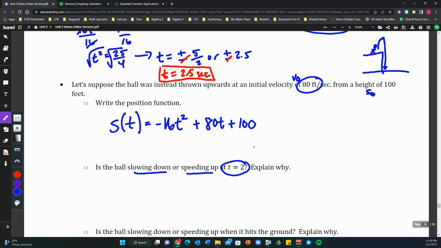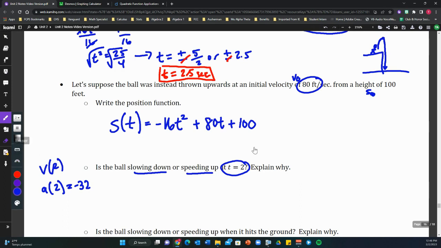Well, this is a matter of acceleration. So remember, this is a matter of comparing the signs of v of t at 2 and a of t at 2. Well, you know what a of t at 2 is. Again, the constant acceleration due to gravity is always negative 32. So I know that this guy is negative. So for it to be slowing down, the velocity would have to have a different sign, or a positive velocity.